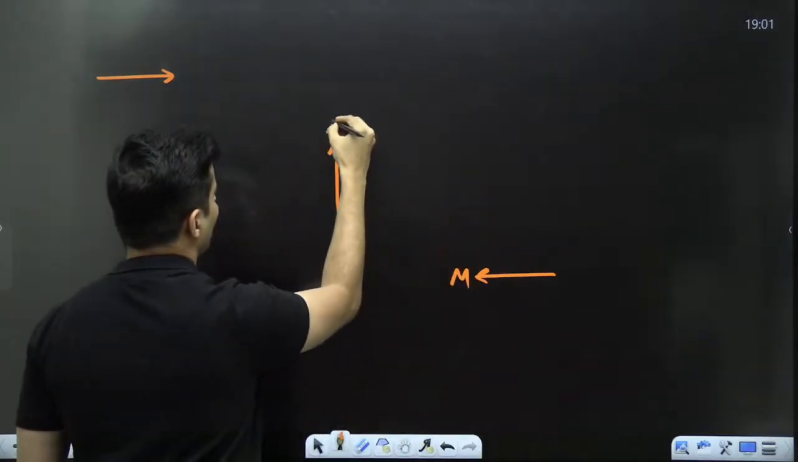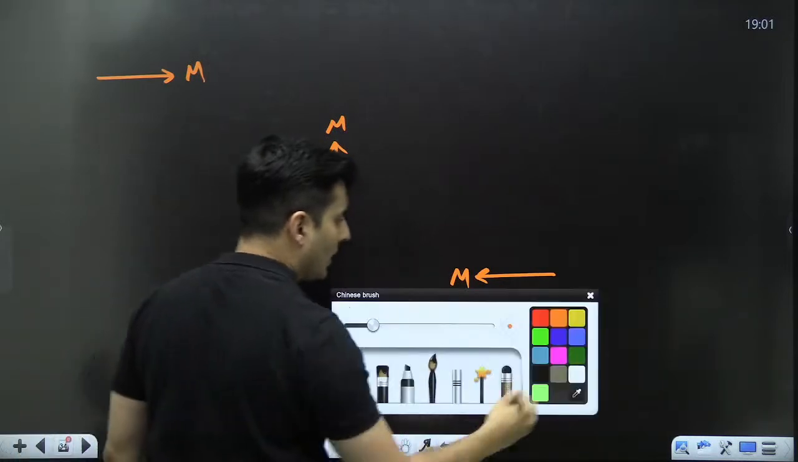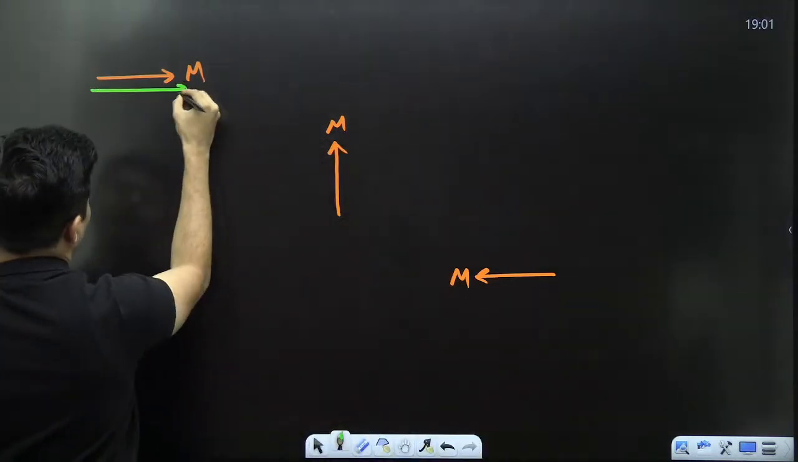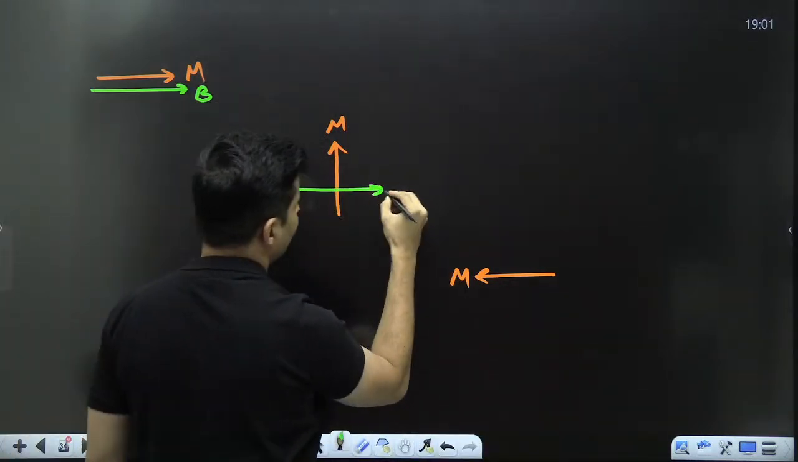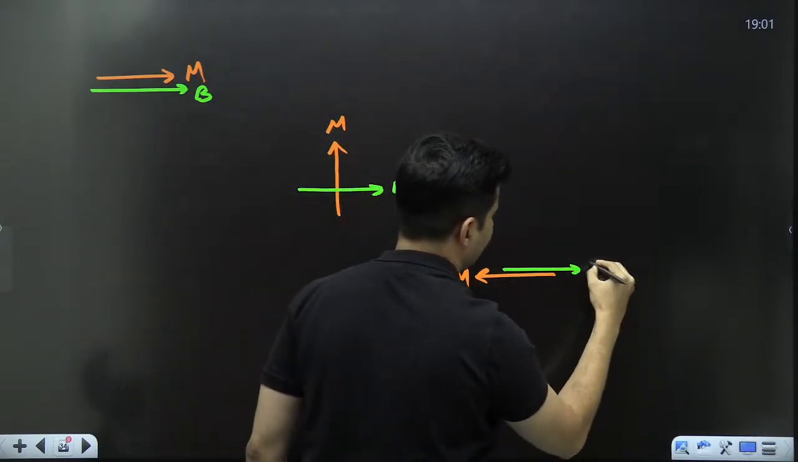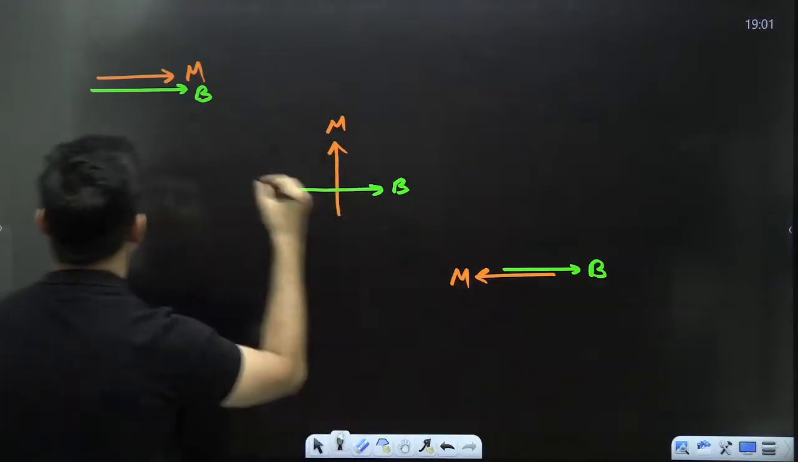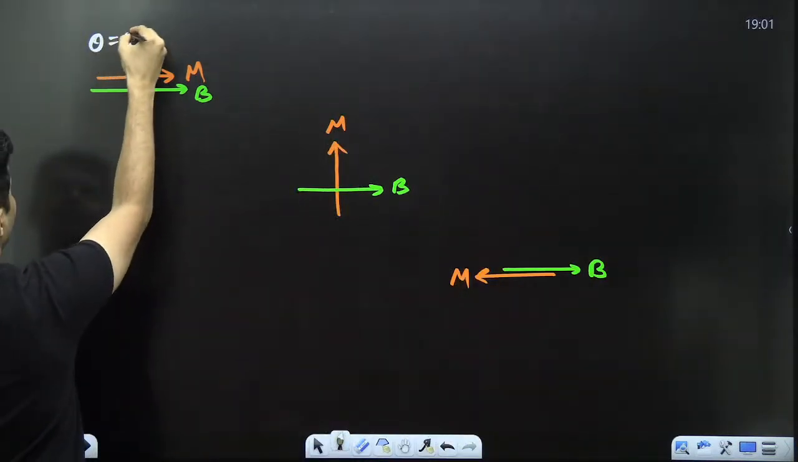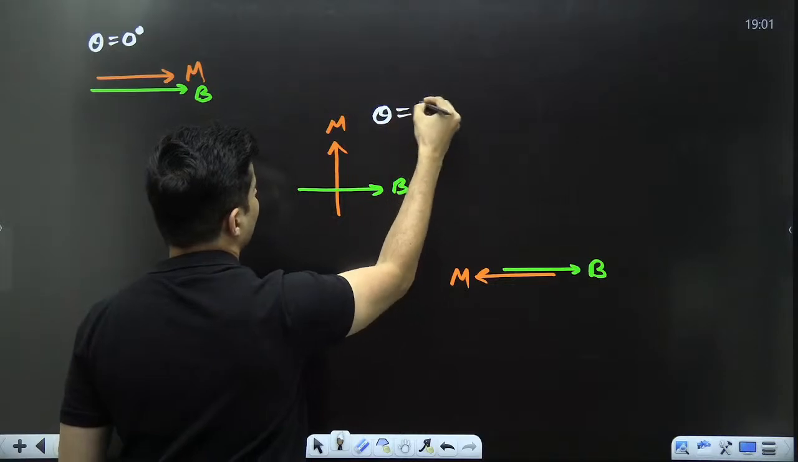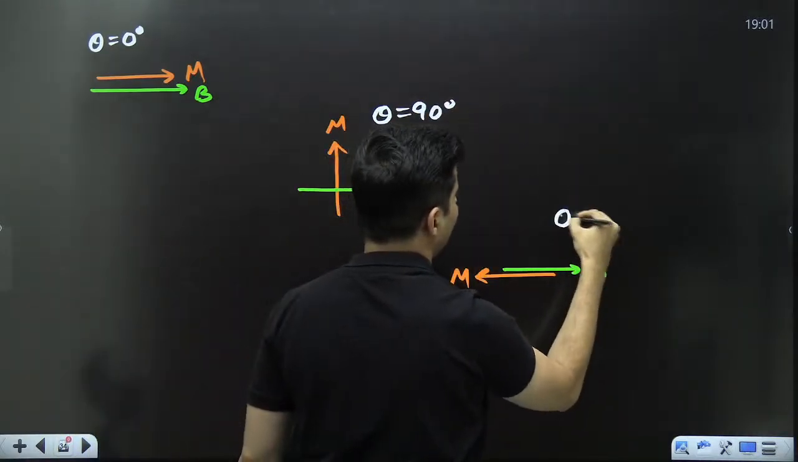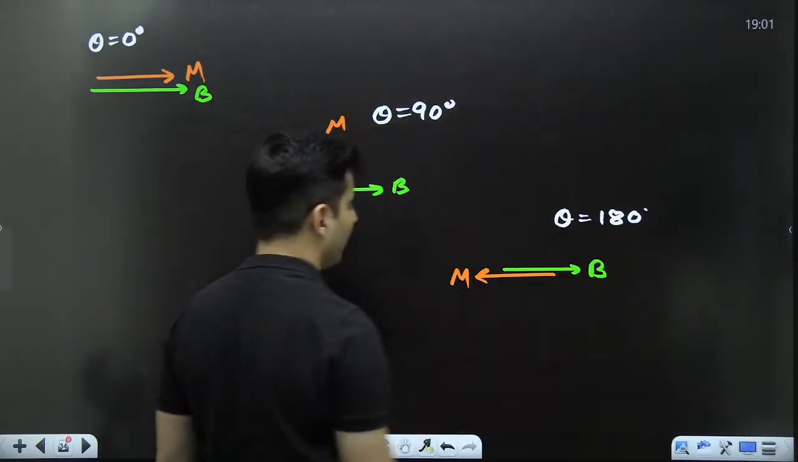This is the magnetic moment, and your external field is like this, then like this, and then like this. Basically, I have taken all the cases. You can notice over here that theta is basically zero. Here theta is basically 90 degrees, and here theta is basically 180 degrees.